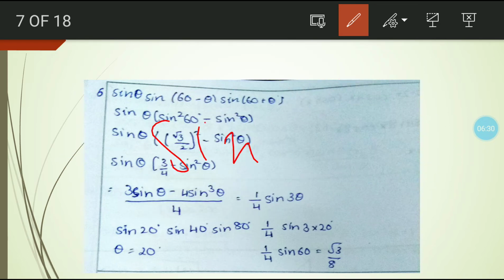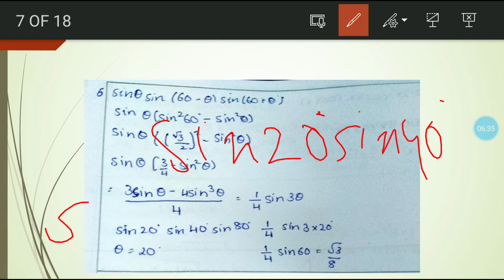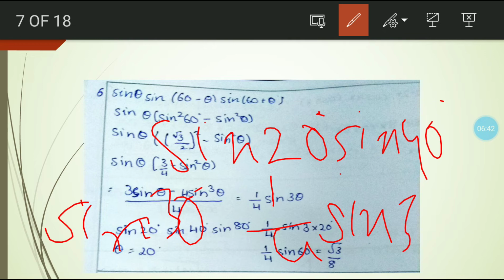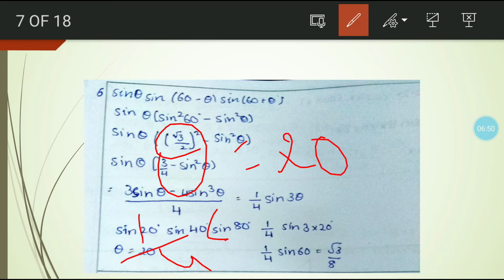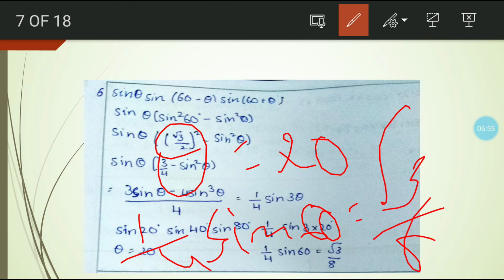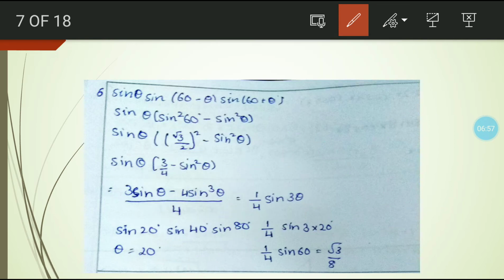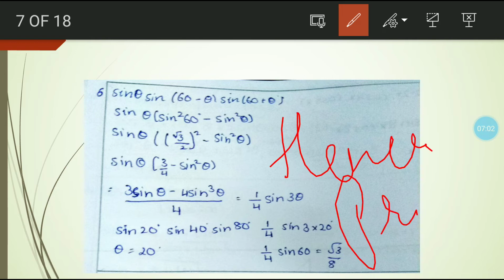Then sine 20 degrees, sine 40 degrees, sine 80 degrees is 1 by 4 sine 3 into 20, right? After that theta is equal to 20. 1 by 4 sine 60 is equal to root 3 by 8. So this is also hence proved.